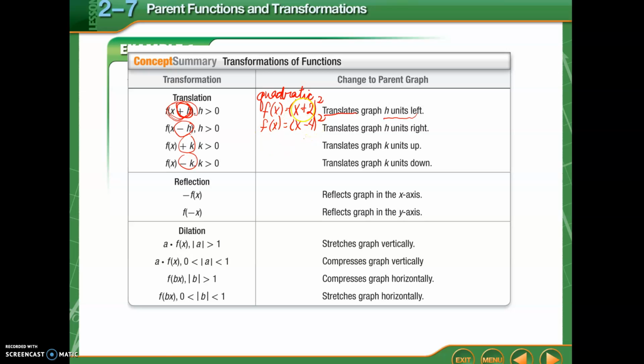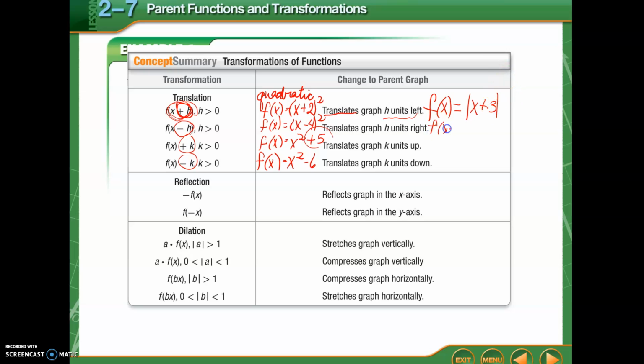If I don't have it inside with the parent function, so I have the parent function by itself, and out here I have something, it's going to move it up 5. And if I have it as a negative, it's going to move it down 6. Some absolute values would look like the same thing. If it's inside the absolute value and it's positive, it moves it left.